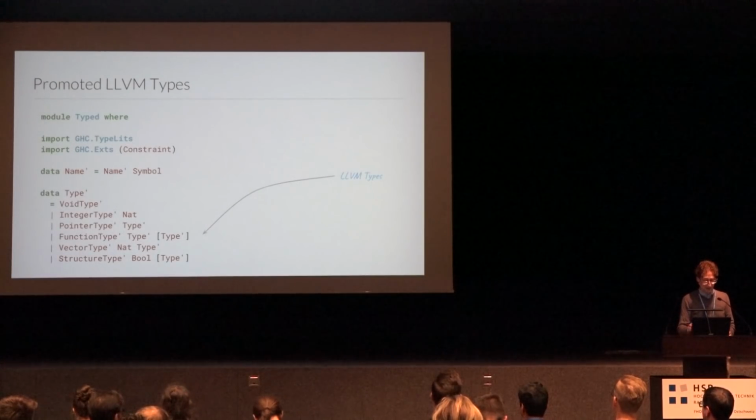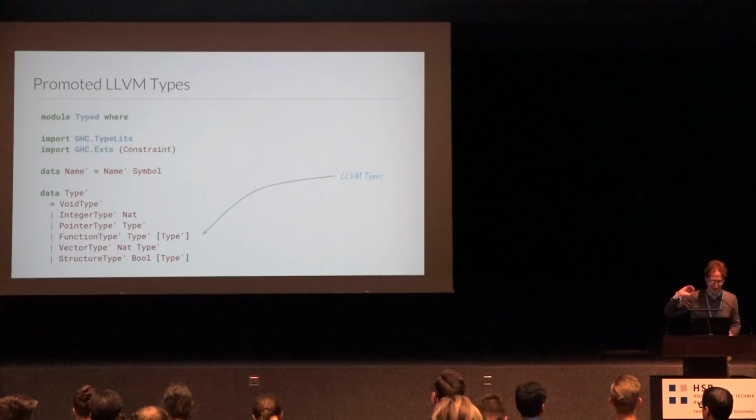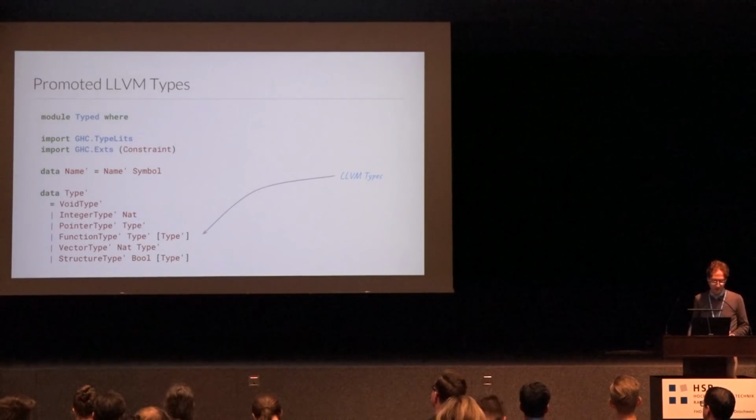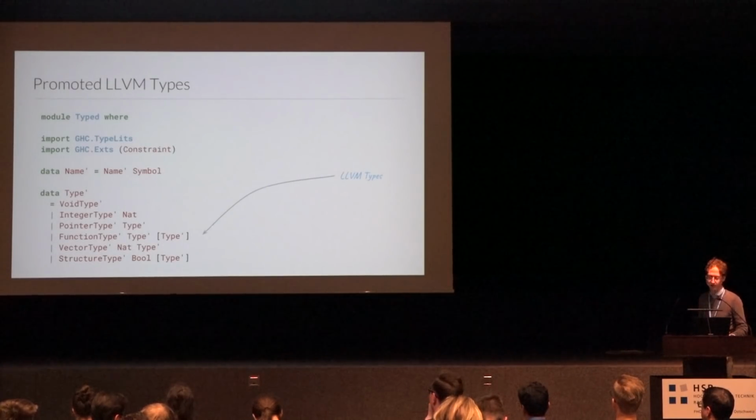So effectively, this is all of the things you need to represent LLVM types in Haskell data structures. We lift these to the type level using data kinds. Integer types are indexed by a Nat, which is a type-level natural. Pointer types are recursive on the type itself, so you have a pointer type to another type. And then we have function types, which are a return type and a list of argument types.